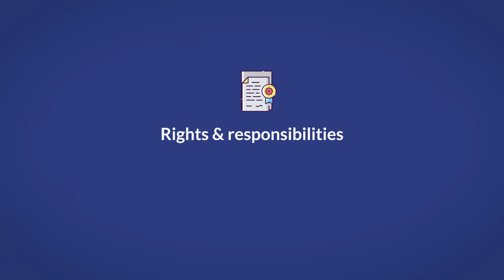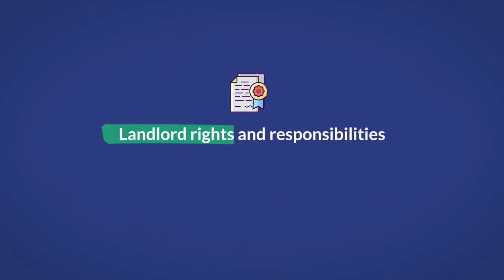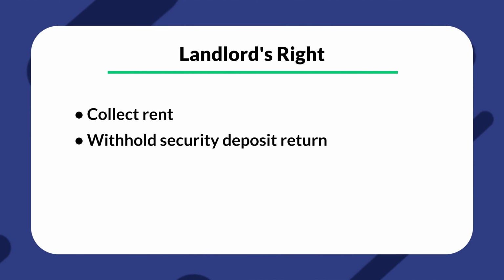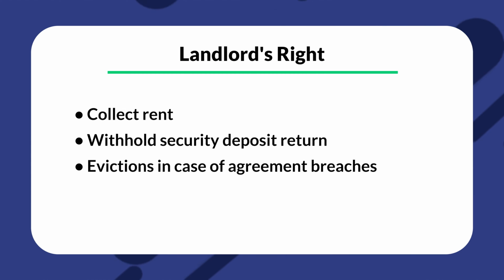So before diving into specifics, it's really important to know that both landlords and tenants have rights and responsibilities at the time of arranging a rental agreement. Now, this may vary depending on your local county and municipality, but these are generally the most common things. So according to California Civil Code 1940-1954.05, the landlord has the right to collect rent, withhold security deposits, return in case of property damage, and evictions in the case of agreement breaches.